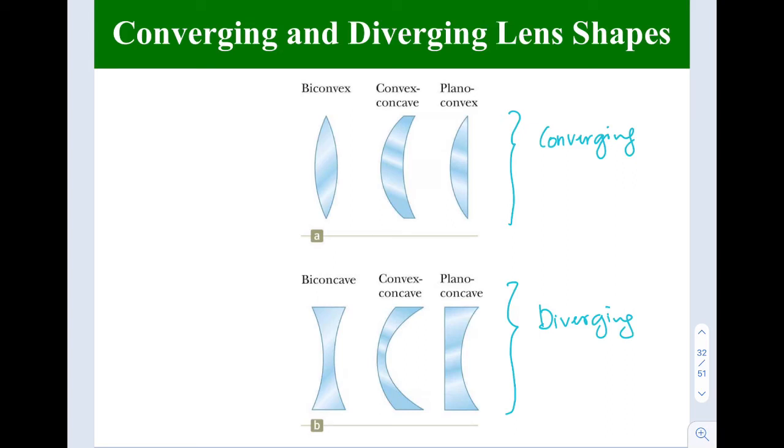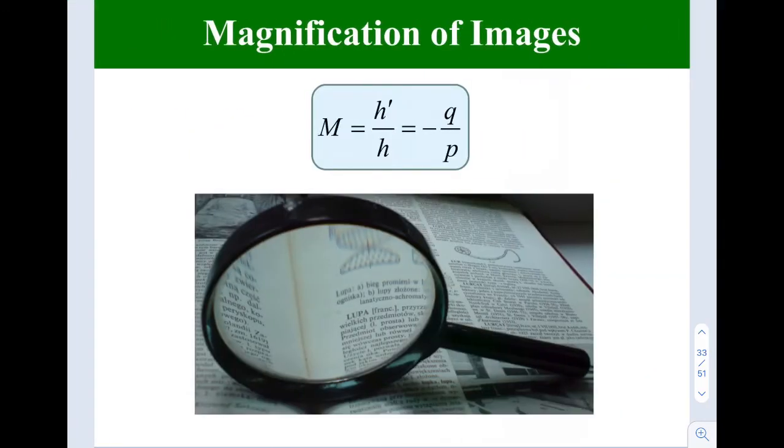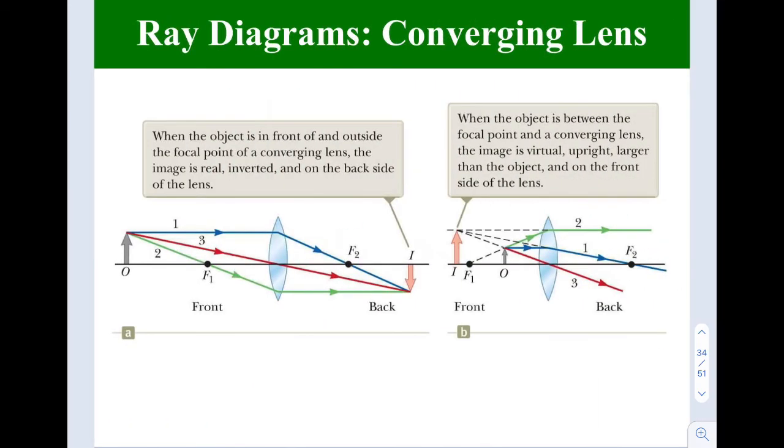For a converging lens, the focal length is positive. Here the F is negative, and the lens is thickest at the middle. Magnification of the image is similar to a mirror. For lenses, the lateral magnification is M equivalent to h prime over h, equivalent to negative q over p.